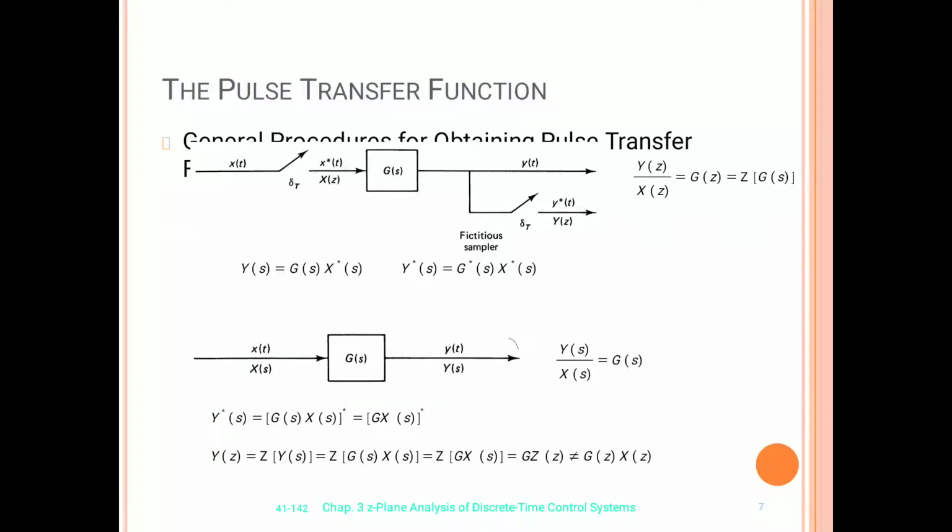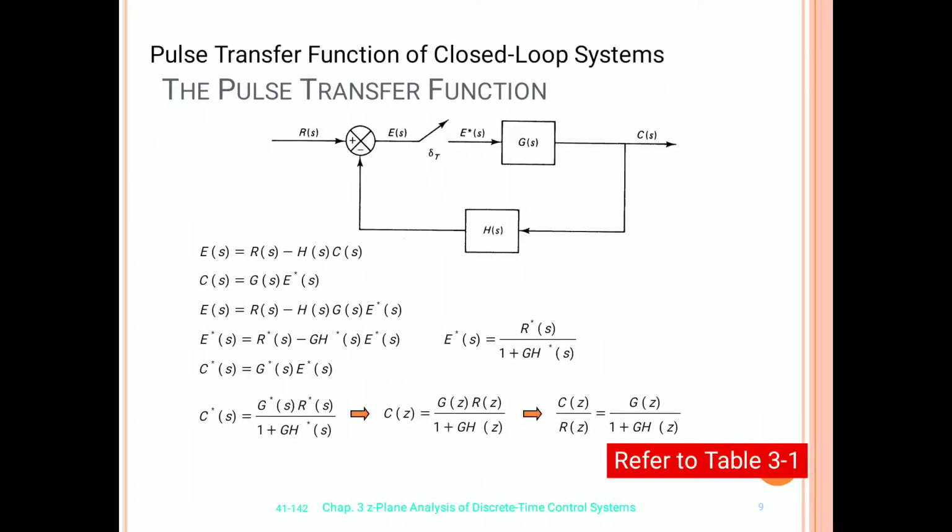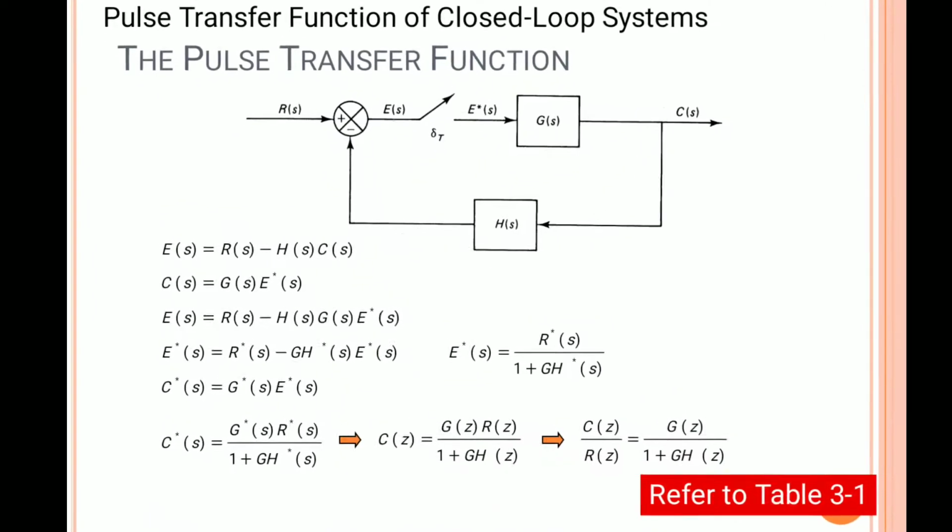So for this, x of t can be represented in the form of x of s, then in the form of x star of s, meaning x of z. The y of t can be converted into the s domain, that is y of s. Y of s can be converted into y star of s, which is nothing but y of z. So the Z transform of output to the Z transform of input is nothing but the pulse transfer function. Now the main concern of today's topic is to find the pulse transfer function from various examples. The block diagram is given here for the closed loop control system.